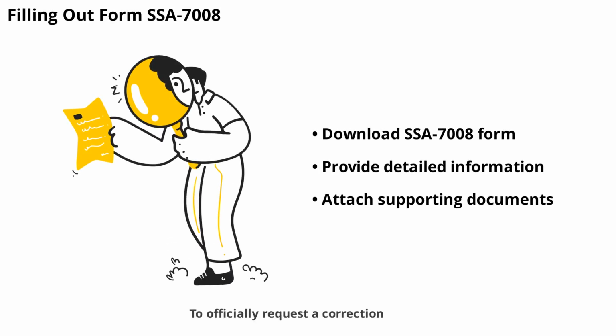To officially request a correction, you'll need to fill out Form SSA-7008, the Request for Correction of Earnings Record. This form asks for your personal information, details about the error, and supporting evidence. You can download the form from the SSA website or pick one up at your local office. Fill it out carefully and attach copies of your documents before submitting.